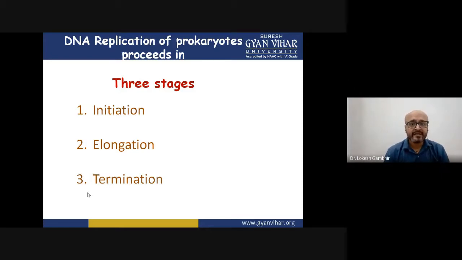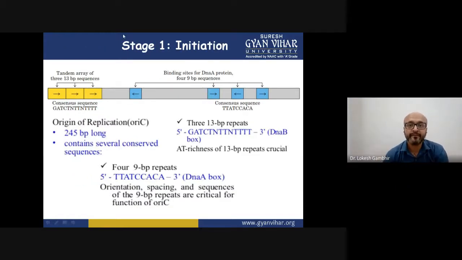Now let us start with this particular replication process. At the onset, this is divided into 3 categories. We'll be talking about the initiation, how the replication process is starting, after starting how it is replicating, and once the replication is done, how it is terminated. So let us begin with the initiation part. See, in prokaryotes, there is a specific element inside the genome which is responsible for initiating the replication, and we call it the origin of replication, or OriC.